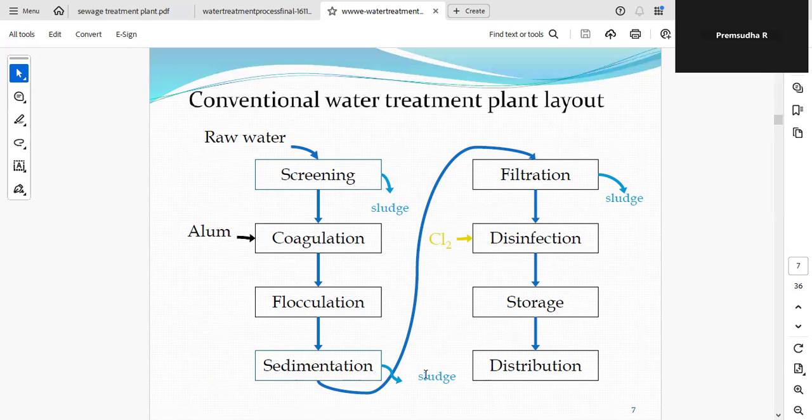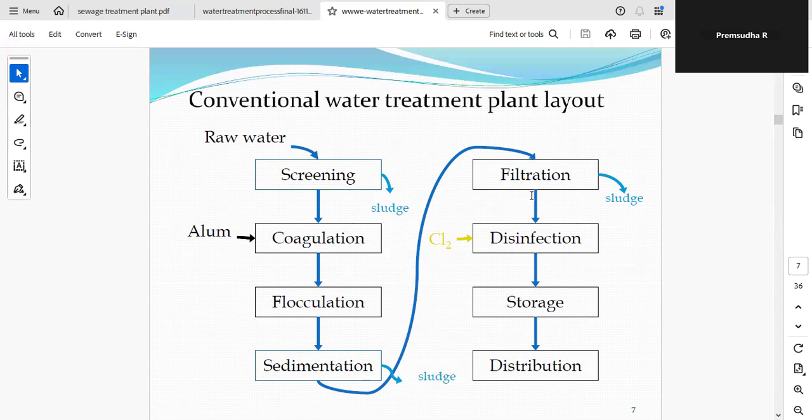Sedimentation is nothing but removing settleable particles. We simply allow the water into the tank and fill it, and after the retention time, which is 3 to 4 hours, the particles get settled without any mechanical force or chemical. They settle due to gravitational force. In each process you can see there is sludge formation, and the sludge is collected separately.